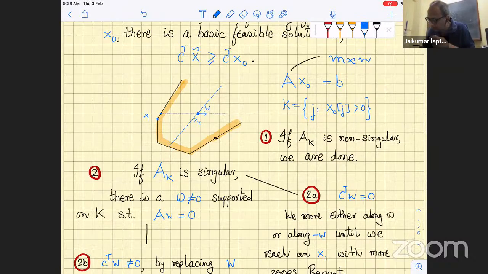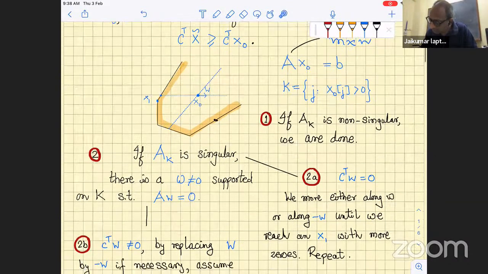So if this K already has M columns, then we are done. Otherwise, we'll extend it by adding more columns so that it becomes linearly independent. And then this particular solution will be supported on that basis, and it will be a basic feasible solution. So this is the easy case.